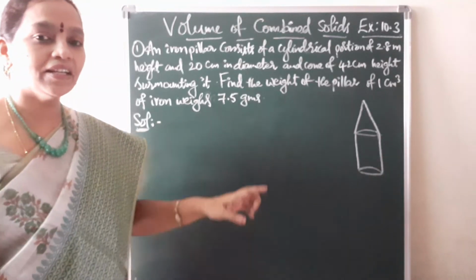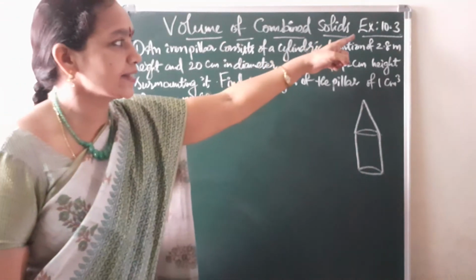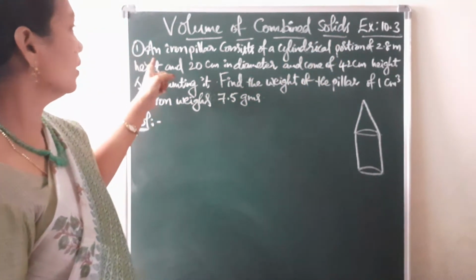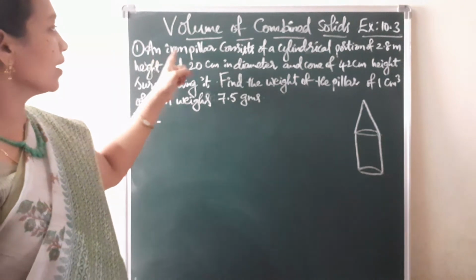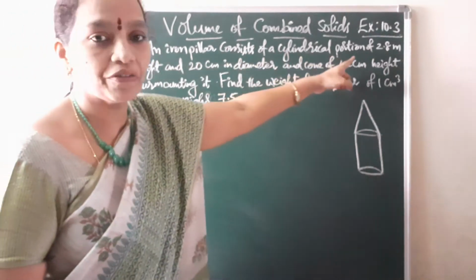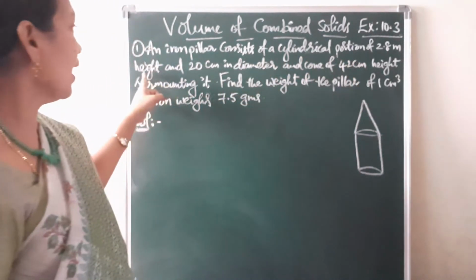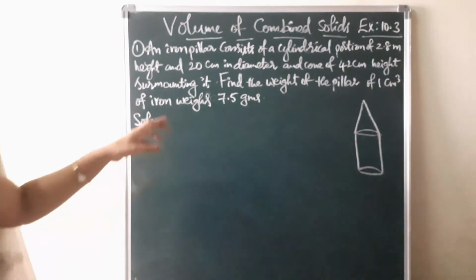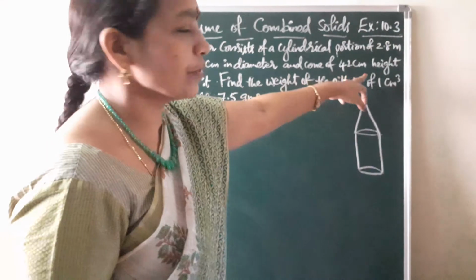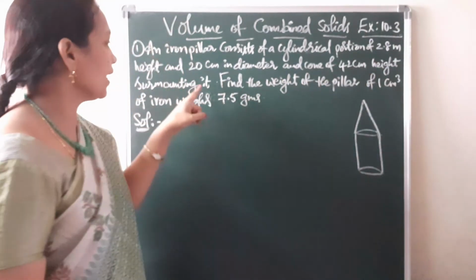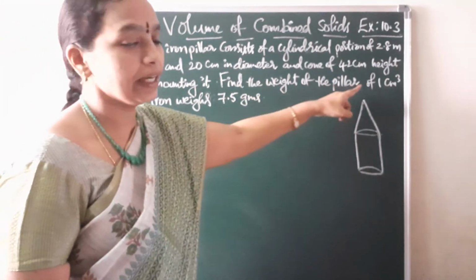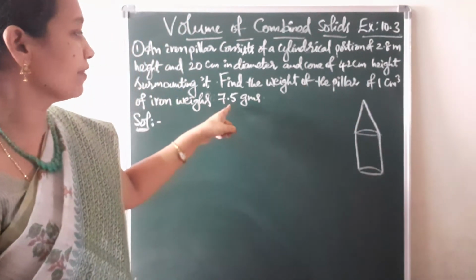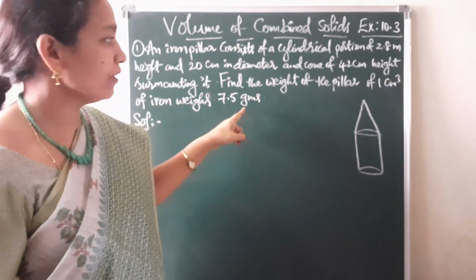Let us discuss the problems of exercise 10.3 of 10th class. So the first question comes like this: an iron pillar consists of a cylindrical portion of 2.8 meters height and 20 centimeters in diameter, and a cone of 42 centimeters height surmounting it. Find the weight of the pillar if 1 centimeter cube of iron weighs 7.5 grams. They have given it like this.